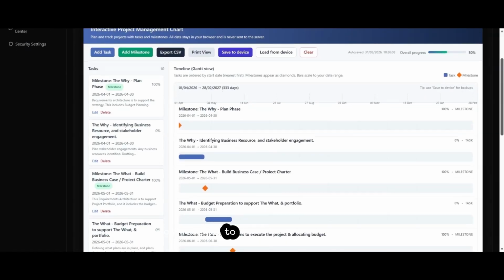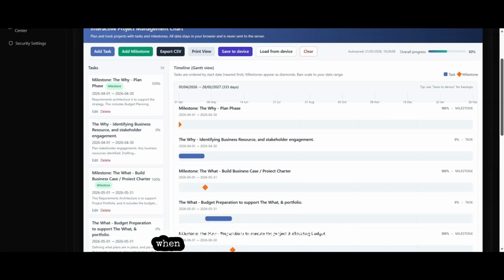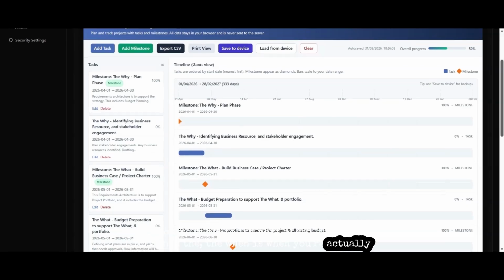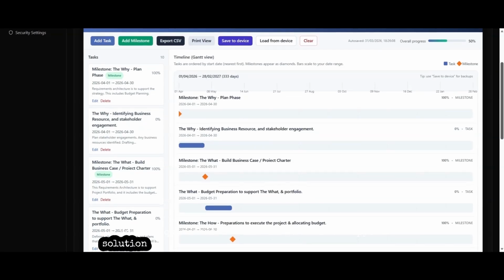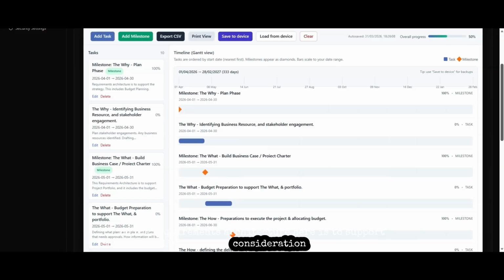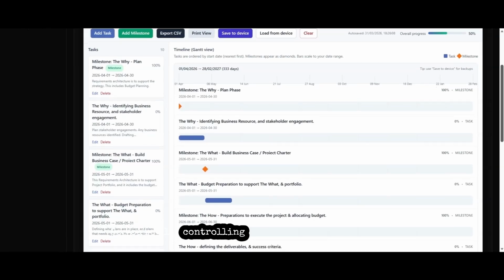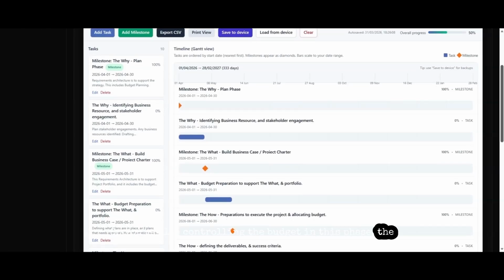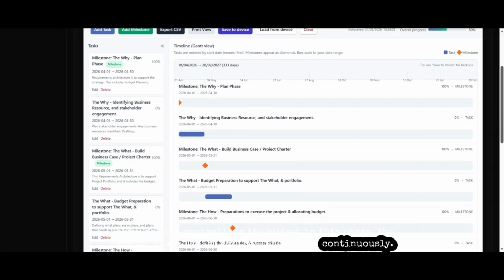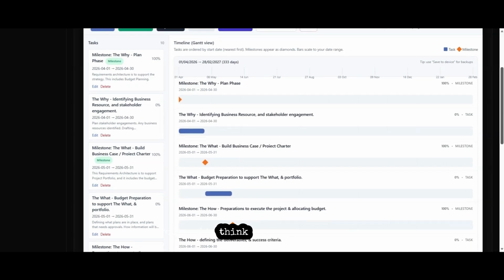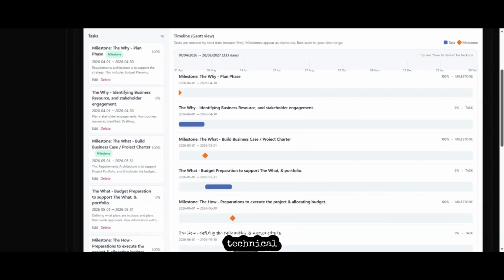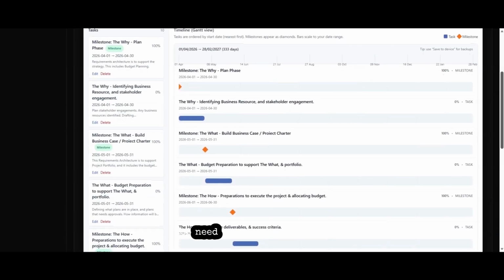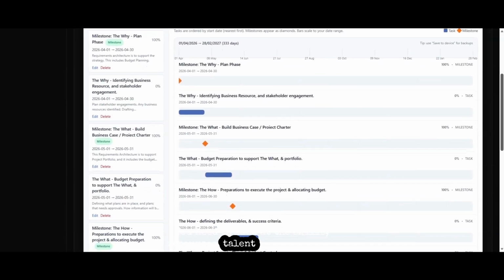So now we're off to the next phase, which is the when. The when is when you're actually starting the project, you're executing the project. So the requirements architecture here is to support solution delivery and in consideration of budget control. So you're also controlling the budget in this phase, the execute phase. You're controlling budget continuously. And you need to think about validating your resource and the technical solutions given. You need to look at the skills, resources, talent that you've got.